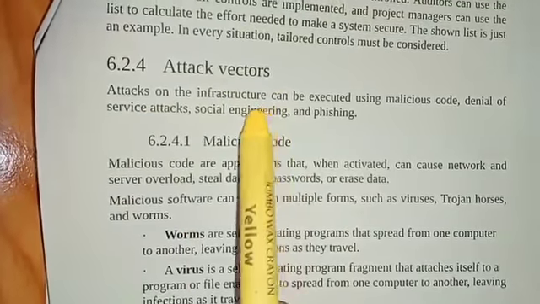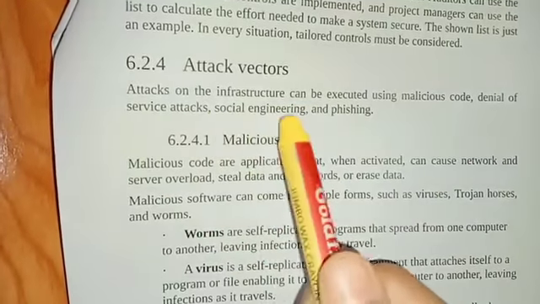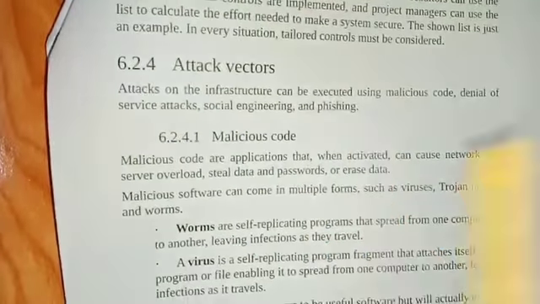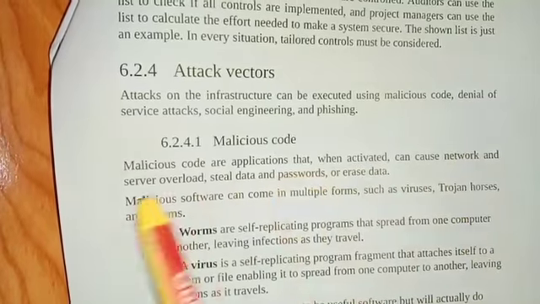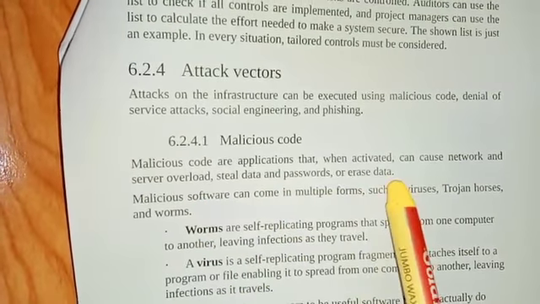Now let's move to the video, which is about attack vectors. Attacks on IT infrastructure can be executed using malicious code, denial of service attacks, social engineering, and phishing. Malicious code: malicious code consists of applications that, when activated, can cause network and server overload, steal data and passwords, or erase data. Malicious software can come in multiple forms, such as viruses, Trojans, and worms.